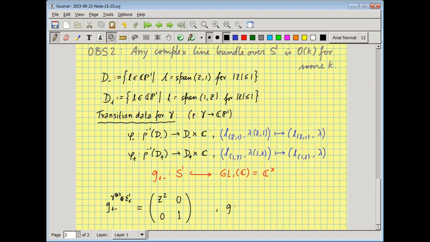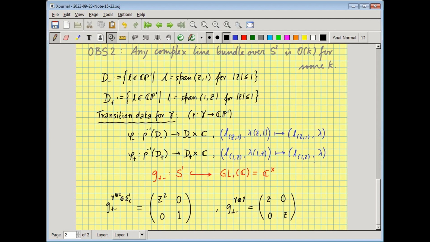Now, what about G plus minus, let's say, of gamma direct sum gamma? Well, this is even easier. This was Z, this is 0, this is 0, this is Z. So that's what it is, right? All right. Fine. We have two bundles which have the same transition data. Well, sorry, I think I spoke too soon. They don't have the same transition data.